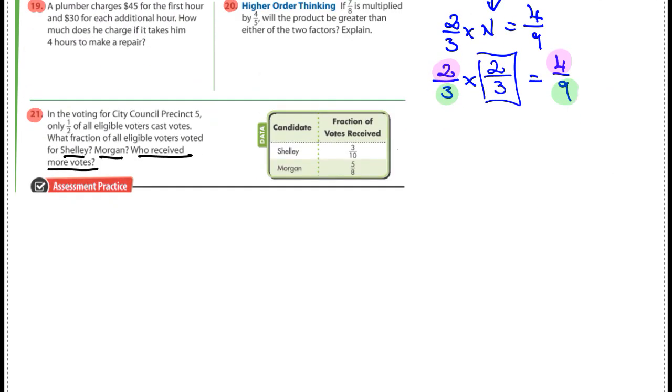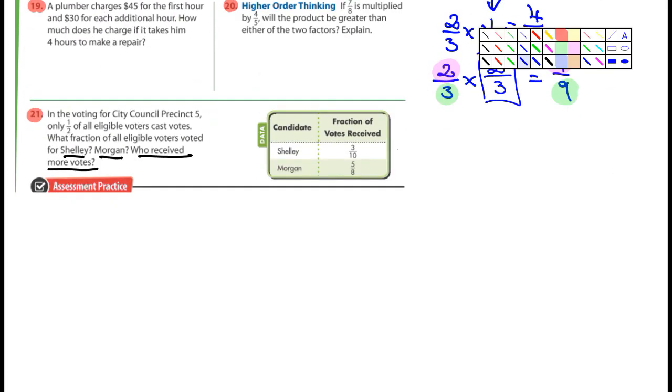Okay, I think that was it. Don't think there was anything else I was going to show you. So anyway, those were a little bit on the more difficult side. So the answer to number 21 is 5/8. Morgan received more votes. We don't know how many more votes because they didn't tell us how many people voted. But we know that Morgan received 30/40ths versus 12/40ths. So Morgan received more votes.